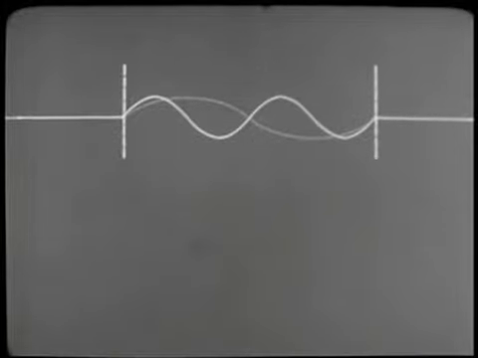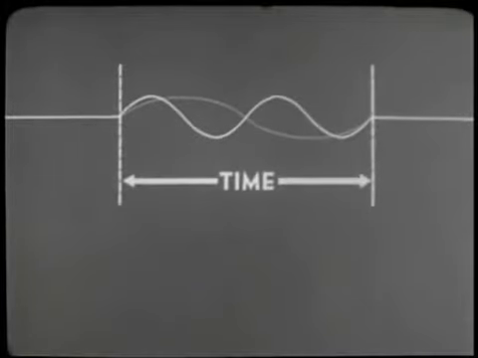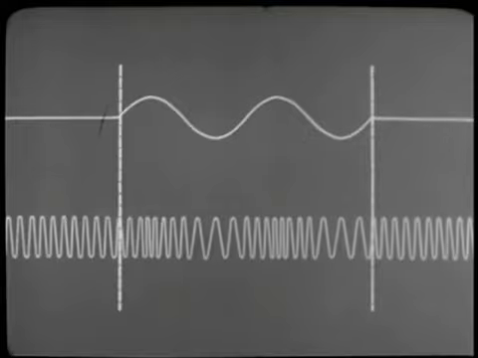If the frequency of the audio signal is doubled, then in the same period of time, there will be 2 complete cycles instead of 1. Note that the amplitude of the 2-cycle audio signal is the same as the amplitude of the single-cycle audio signal. Now let's see what this has done to the carrier.